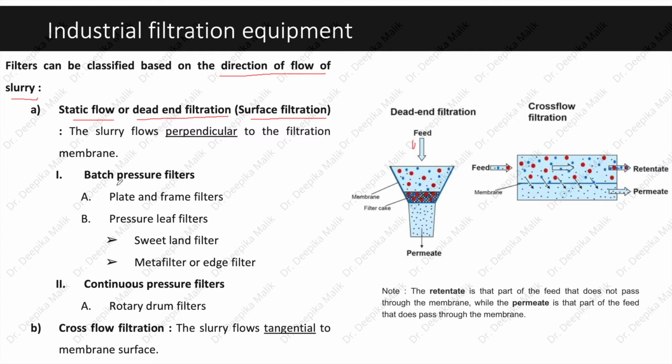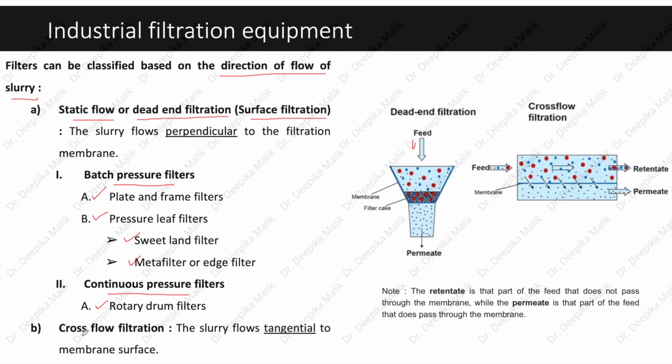It can be further divided into batch pressure filters and continuous pressure filters. Batch pressure filters include plate and frame filters and pressure leaf filters, which are further subdivided as Sweetland filter and Metafilter or edge filter. Continuous pressure filters include rotary drum filters.